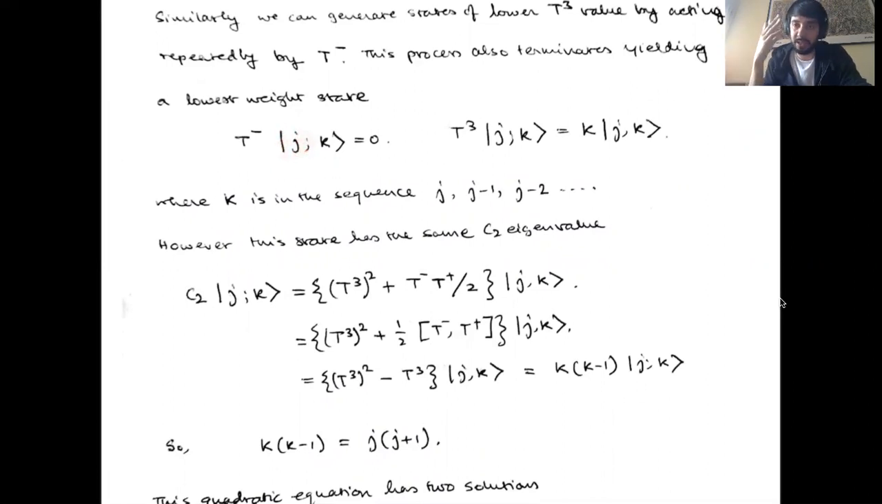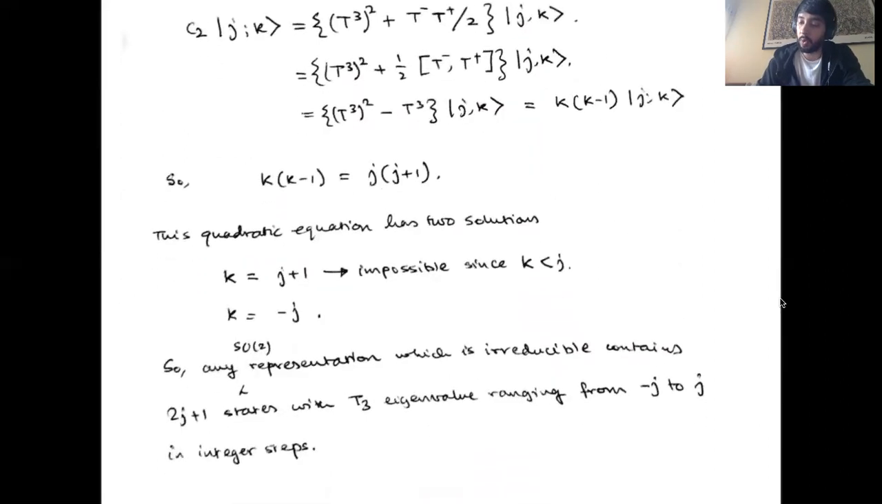So it has to be j into j plus 1. So yeah, we can just say this is j. And we also find k. Okay, so we're going to find k. So k is the one that is the eigenvalue, the T3 eigenvalue of the state.